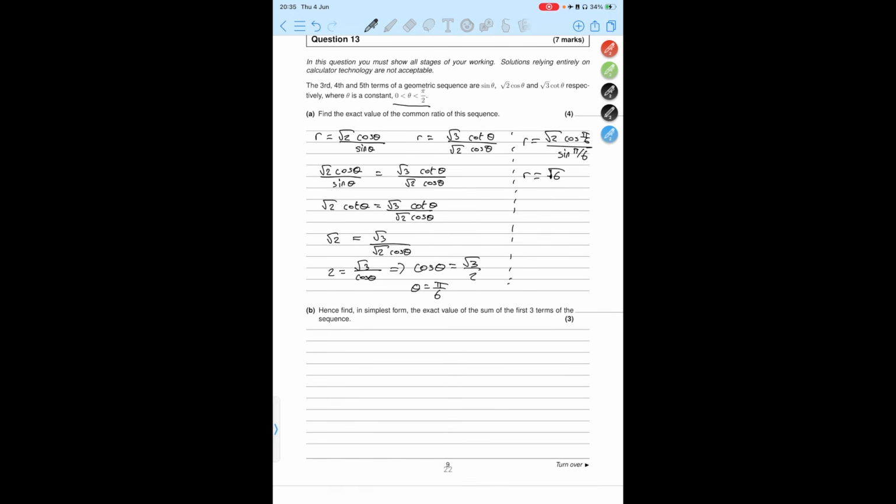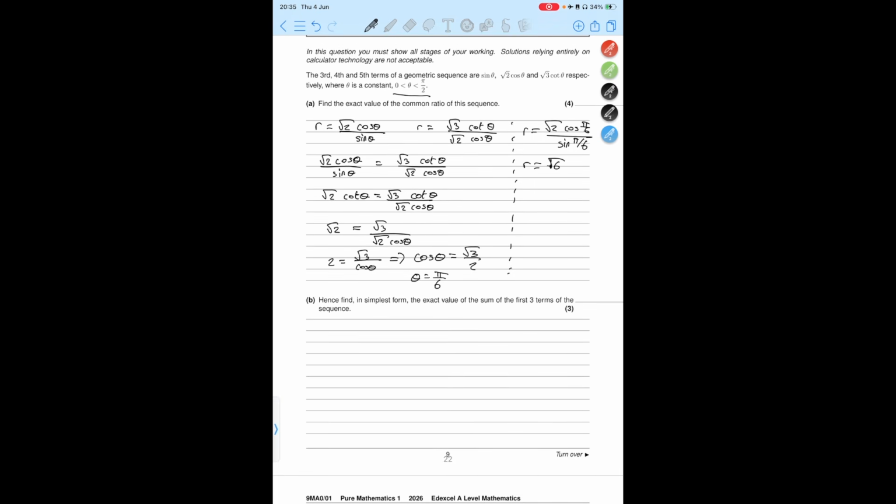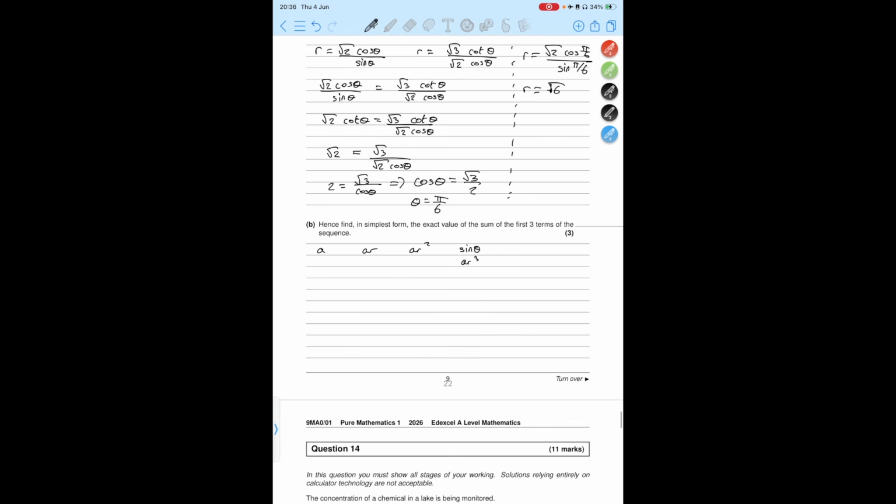Okay, let's go on to part B now. It's asking us to find the exact value of the sum of the first 3 terms of the sequence. So if we think about it, let's write it out. Our first term is a, multiply by our ratio, so we get sine theta. Okay, so sine theta is ar cubed. If we want to find a, it's just a over sine theta.